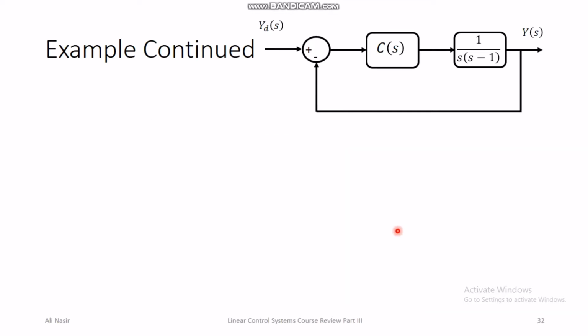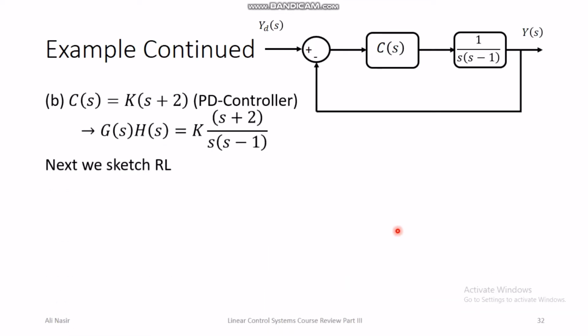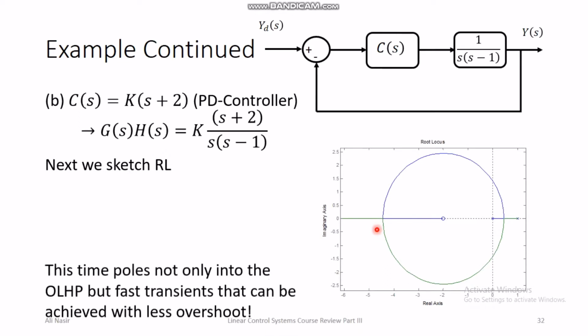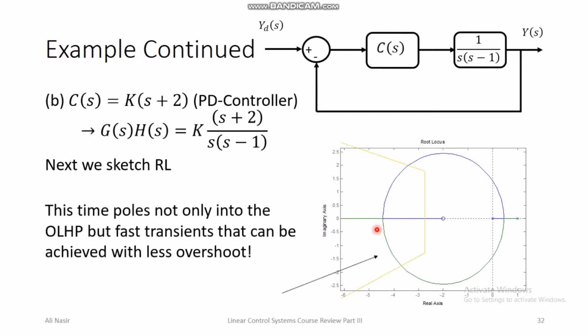But if we use, for example, a PD controller and sketch the root locus, it becomes something like this, which means that the poles actually do come into this type of admissible region. They come into this box enclosed by these yellow boundaries. So in this case the poles do.